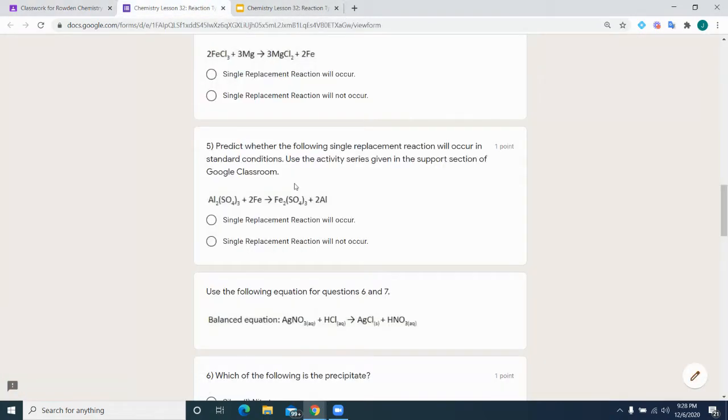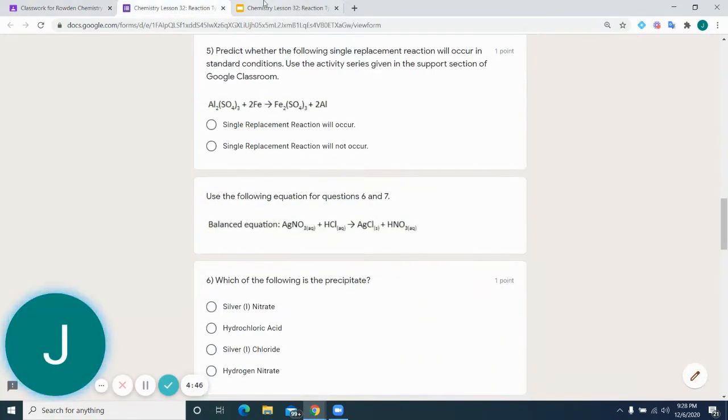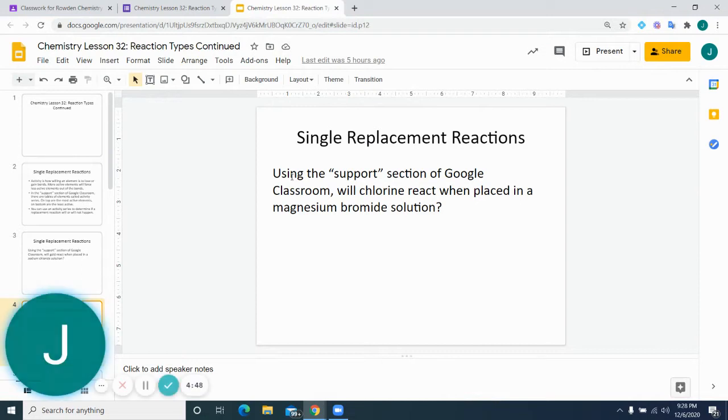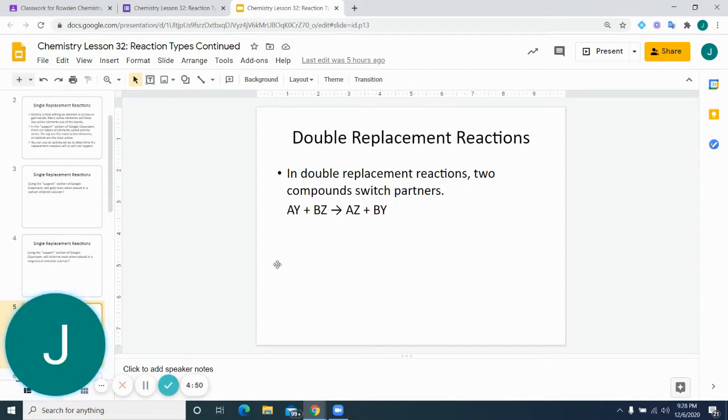Okay, now we're going to go to something that happens in double replacement reactions. So in a double replacement reaction, remember what will happen is if you have A with Y, and then you have B with Z, A and B will swap places. So now A is with Z and B is with Y. You see that? They'll trade partners.